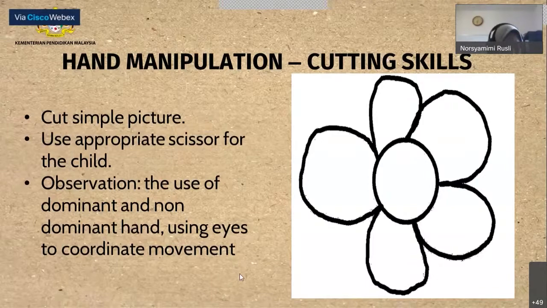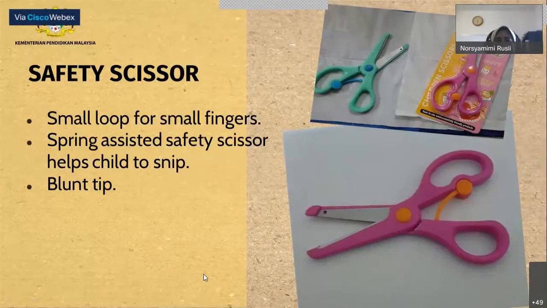This is an example of an appropriate scissor for a child. We call it a safety scissor. It has a small loop for small fingers. Also, it has a spring that assists with snipping. So for a child who doesn't know how to open and close the scissor, this kind of scissor is very good because it has a spring, so that the child can learn just to snip. It also has a blunt tip.